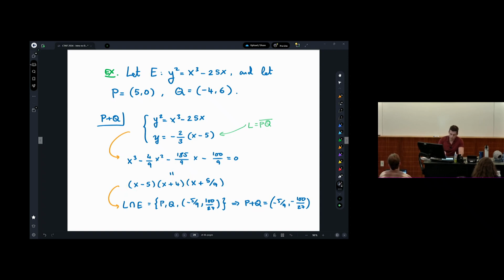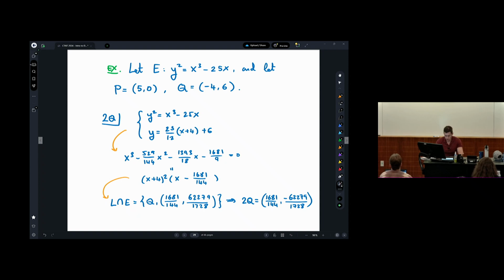And this is a root that corresponds to the x-coordinate of the third point of intersection with the line, and therefore the addition will be this point. Okay? You can also do the same thing, but with 2Q. You can double up, and now this line right here, what is it? This is the tangent at Q, which you can find using, for example, implicit differentiation to find the slope, and then use the slope and point formula for a line.